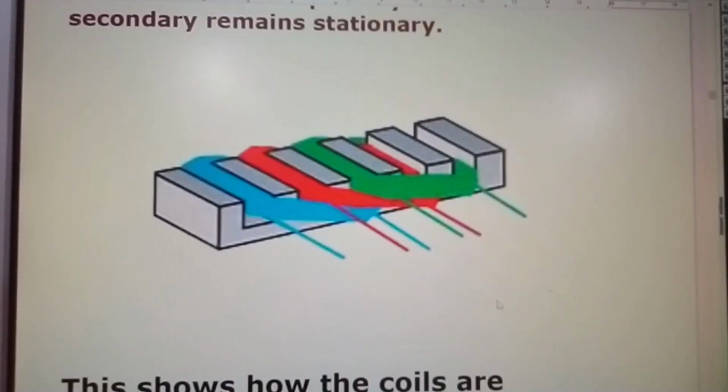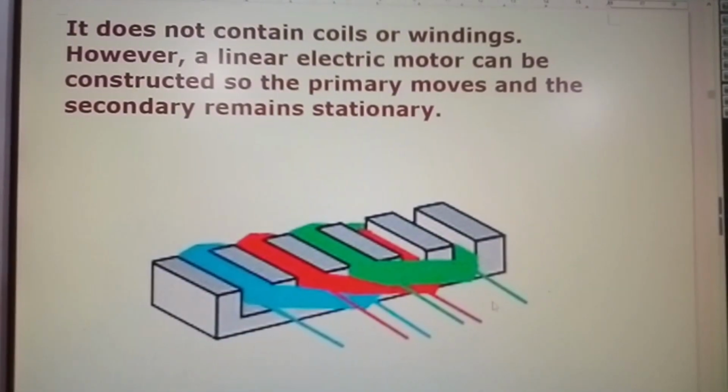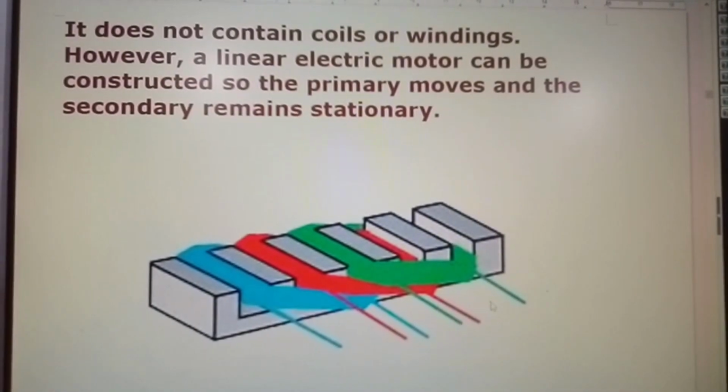And this is just what they're trying to look at. This shows how the coils are wound. Okay, and that's all I'm showing you here. It's going to show how the coils are wound.